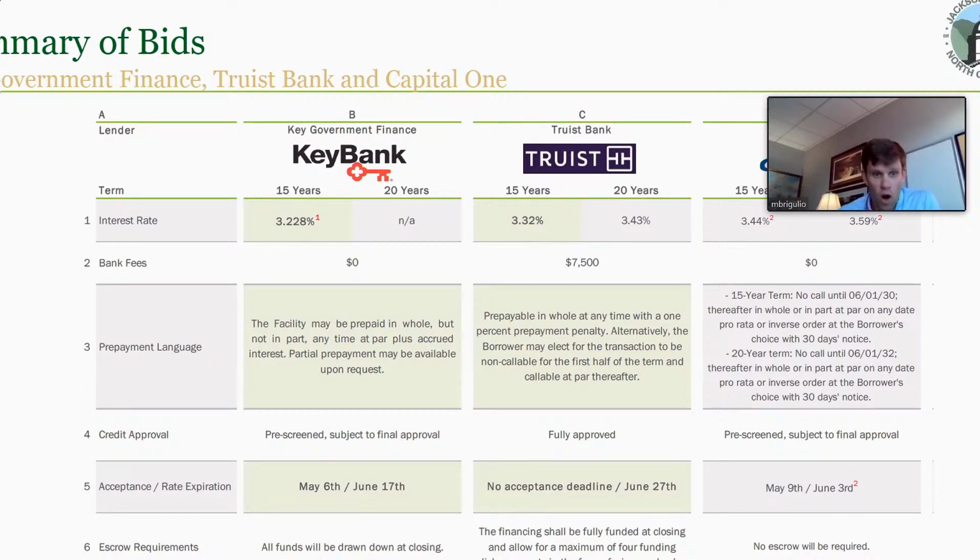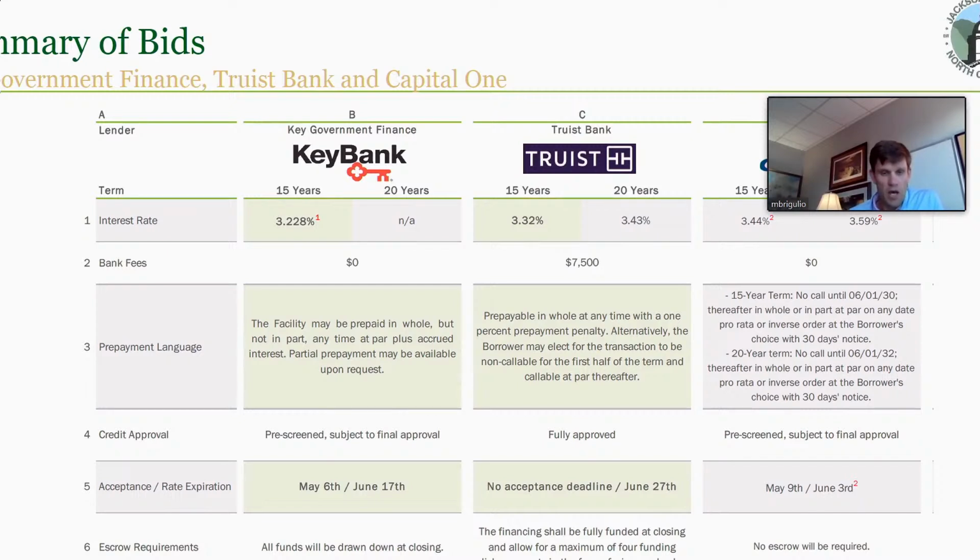First is on line 1, and that is the interest rate. We did receive both 15 and 20-year interest rates from each of the banks: Key Bank, Truist, Capital One, and Webster. But in discussions with staff, we understand that they have been planning for a 15-year amortization for the GO bond. And I think based upon these rates, these are within the planning rates that the county has been working with. So as of right now, I believe the plan is to move forward with the 15-year loan.